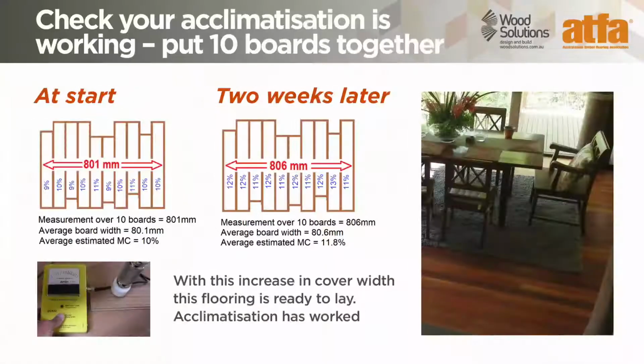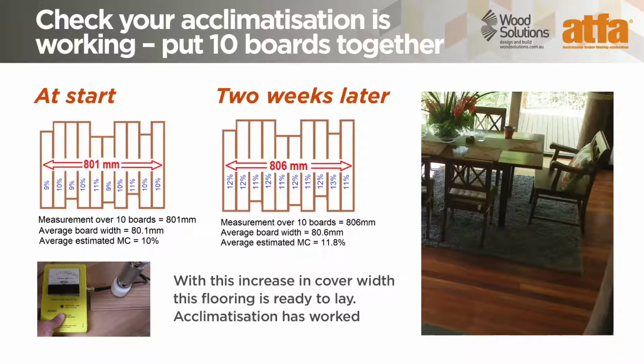One process that has worked quite well is to determine the average estimated moisture content prior to acclimatisation. In this example, it's 10%. Strip stack the boards in layers to acclimatise and place 10 shorter boards together and measure them. In the example, it measures 801mm. The aim is for the strip-stacked flooring and these 10 boards to absorb the humid air, the moisture content to increase, and in doing so, the cover widths to increase.